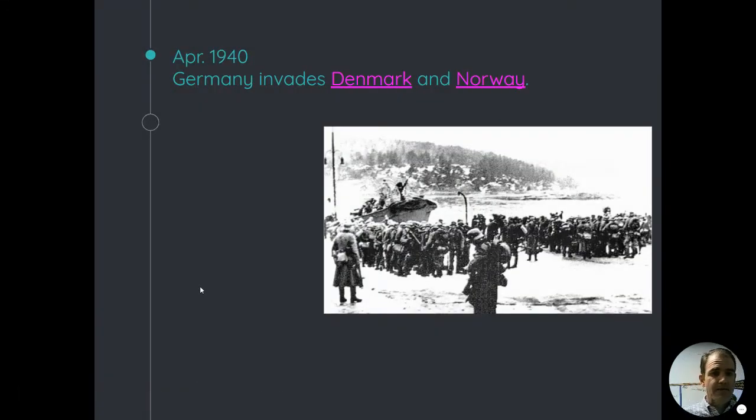Then we have Germany invading Denmark and Norway. So we have these invasions. We're going to change the font color of Denmark and Norway to pink, and we're going to underline those. So Germany is continuing. In April 1940, they're continuing those invasions.